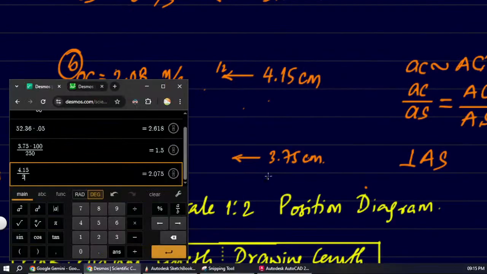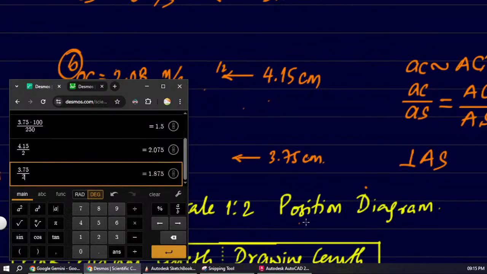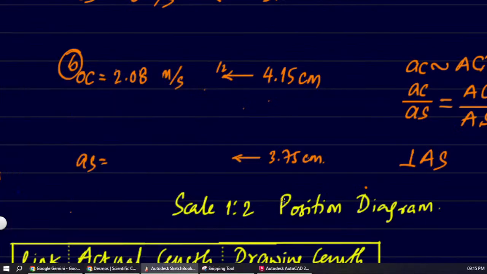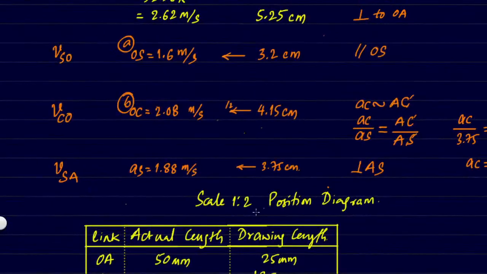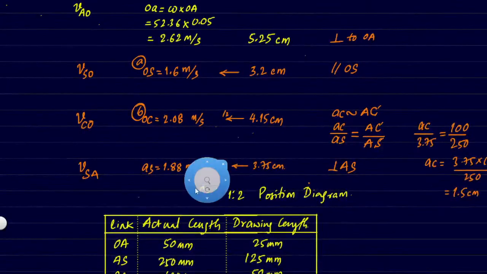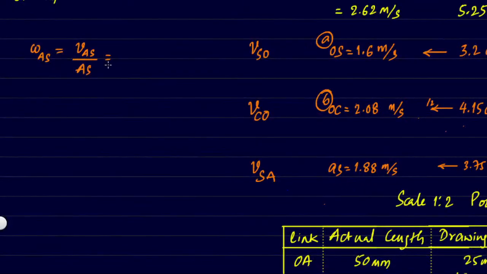Let's quickly go back to the calculator. 3.75 divided by 2, we're getting 1.88. So let's round it off to 1.88 meters per second. So this is the velocity of S with respect to A or A with respect to S. Only the direction is going to be opposite, the value is going to be the same.